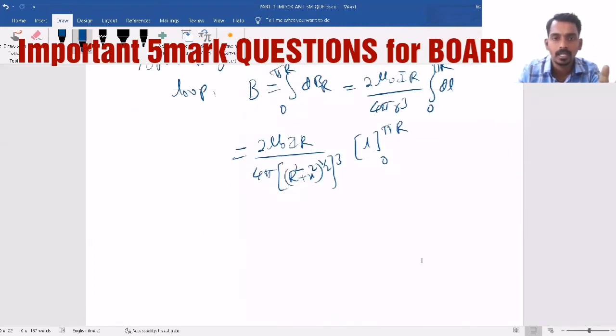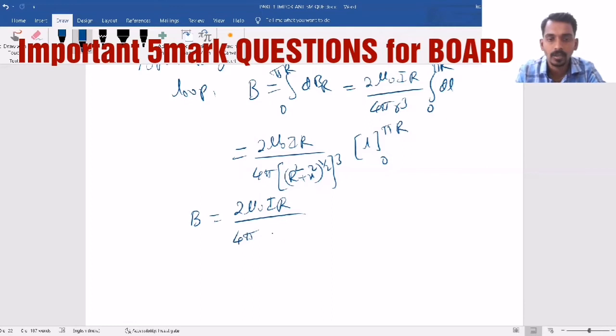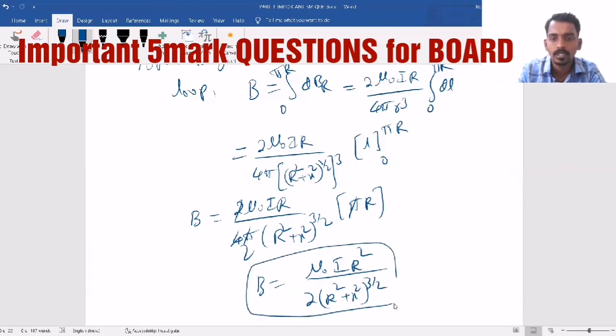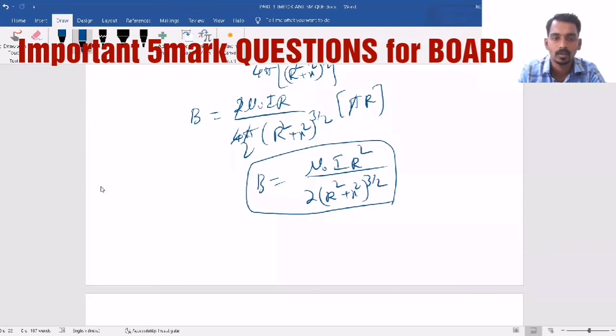Final limit minus initial limit, so that the magnetic field B equal to 2 mu naught I r by 4 pi. This is x power m whole power n, so x power m into n, so (r square plus x square) whole power 3 by 2 into pi r. So the 2s cancel, pi pi cancel, and the magnetic field will become mu naught I r into r square by 2 into (r square plus x square) whole power 3 by 2. This is the magnetic field due to a circular loop.